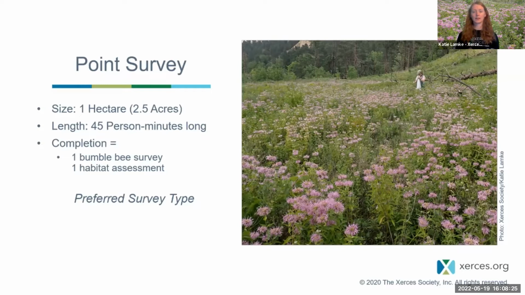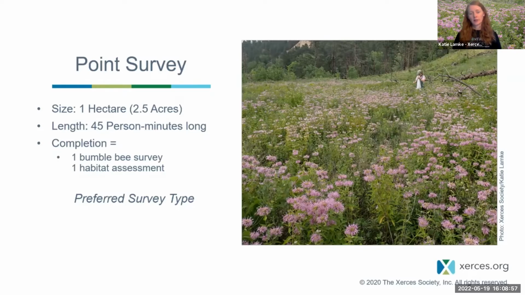And this is done in a single area that's about the size of a hectare, and it is 45 person minutes long. So that's active search time for bumblebees. And what we mean by person minutes is that if there is one person, you're actively looking for bumblebees for 45 minutes. If there are two people actively searching, your search time goes down to 22.5 minutes. If there are three people surveying, it goes down to 15 minutes, and so on. So the more people you have actively searching, the shorter your survey will be.